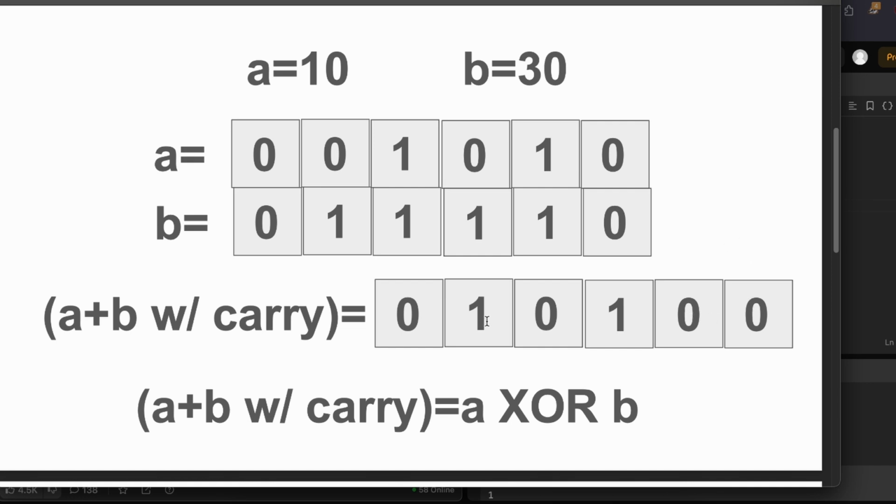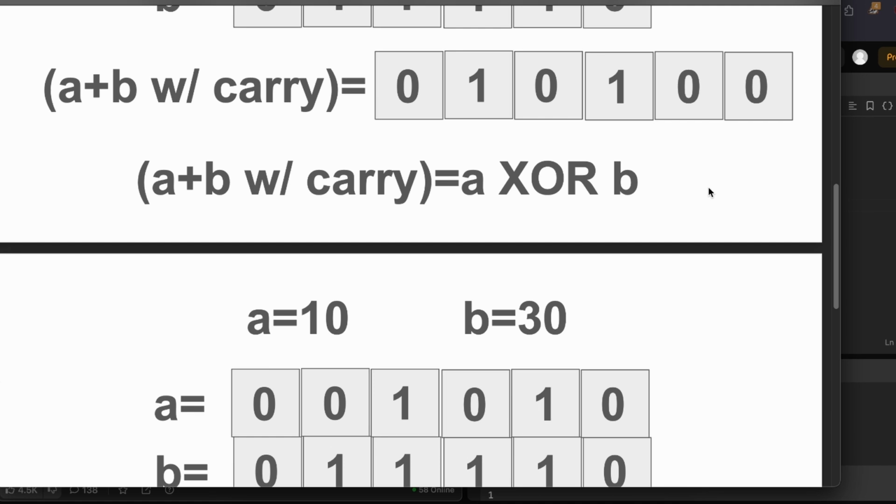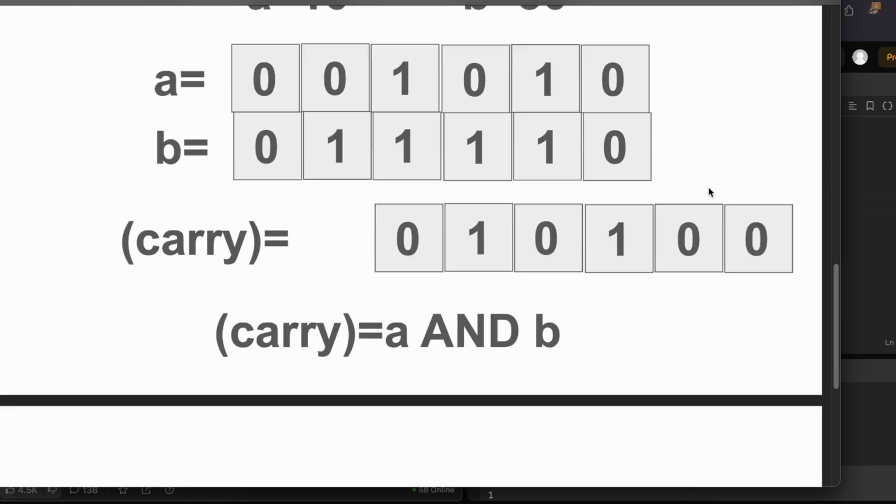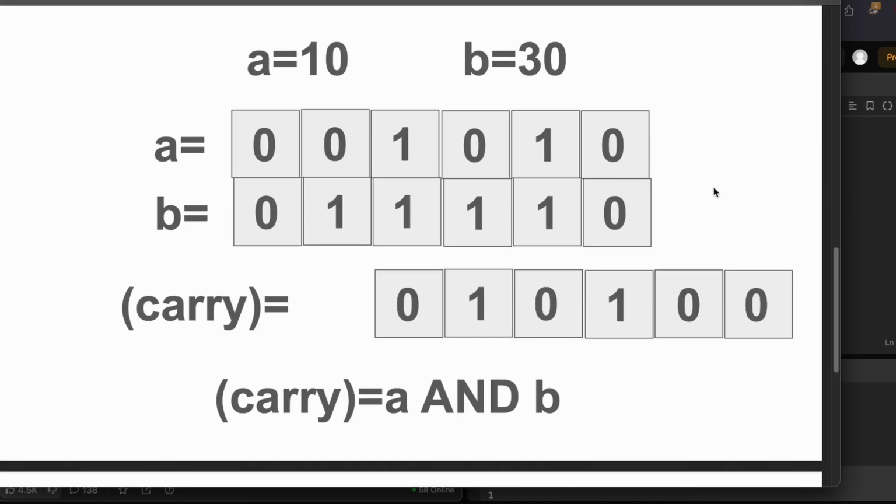And this happens to be, if you see it, 1 when only a or b is 1, but it's 0 if they're both 0 or if they're both 1. In other words, this is the XOR operator, which stands for exclusive OR. And so this is a plus b without carry, and the carry bit is simple.